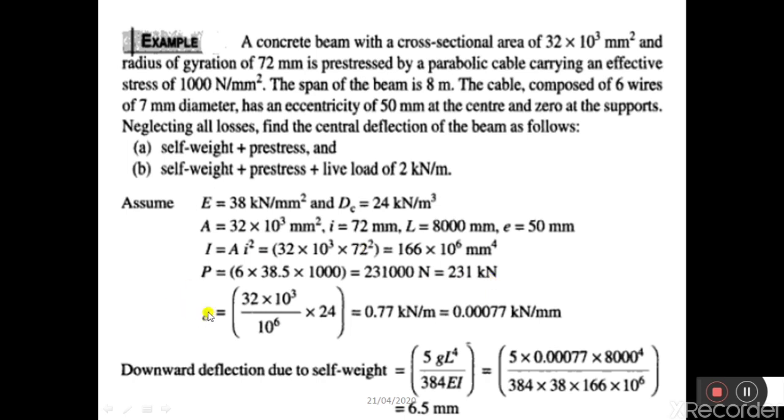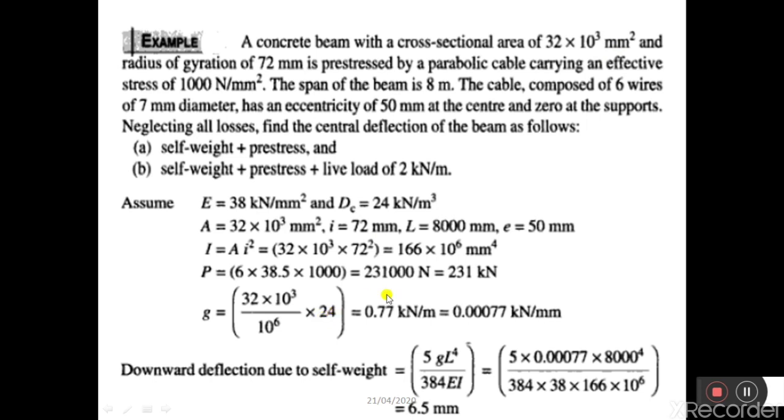Next, let us calculate self weight of a beam, that is G. So G, self weight of a beam is equal to 32 into 10 to the power of 3 by 10 to the power of 6, that is 32 into 10 to the power of 3 is the cross section area of a beam and it is given in terms of millimeter to the power 2, into 24.